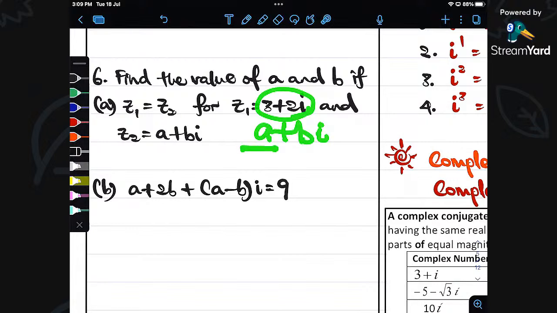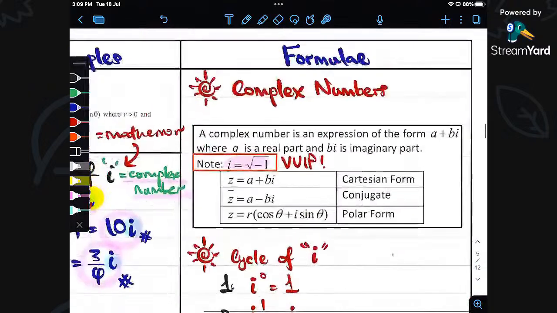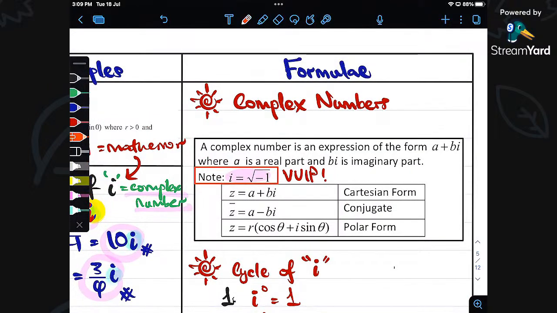Remember, we have real part and also imaginary part. Okay, you must remember this word. As I said, maybe you should highlight this part. Highlightkan di bahagian ini, real part dan juga imaginary part. Hafal perkataan ini, senang nanti untuk kamu berbincang.